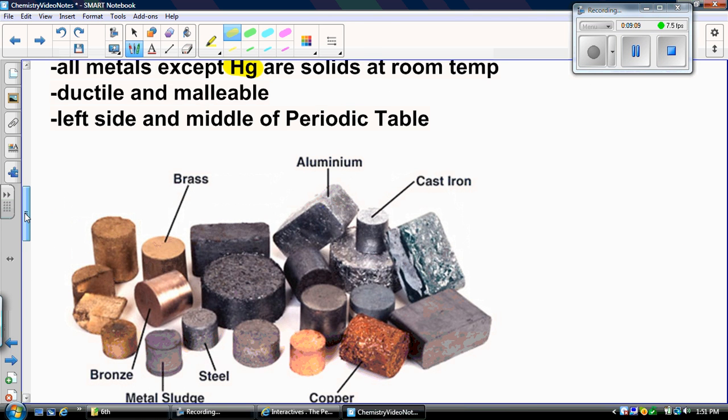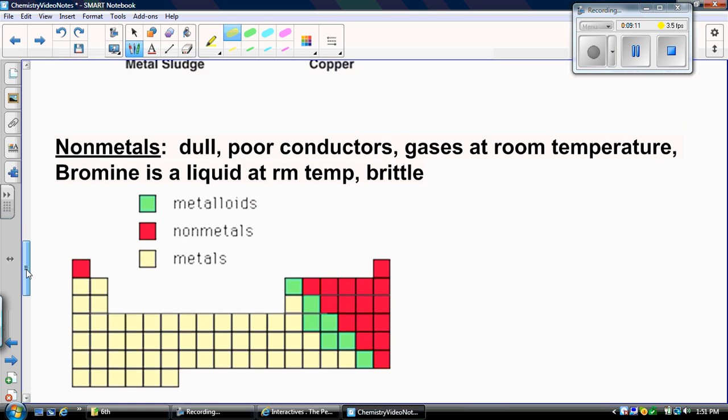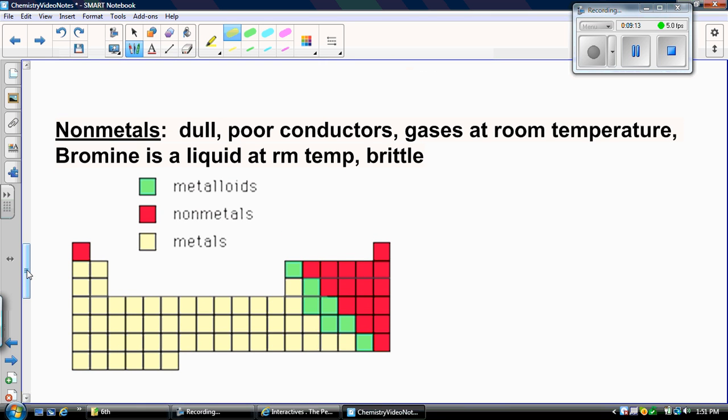Okay. Then we classify elements as nonmetals. Nonmetals are dull. They're poor conductors of heat and electricity. They're usually gases at room temperature, except for bromine, which is a liquid at room temperature. And they're brittle, meaning they break very easily. Your nonmetals are located on this right-hand side, along with hydrogen.